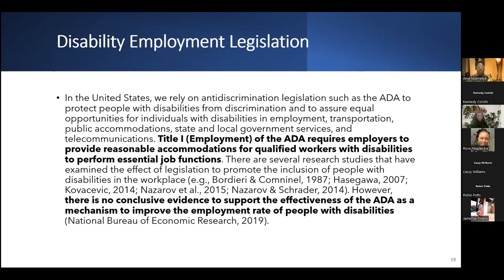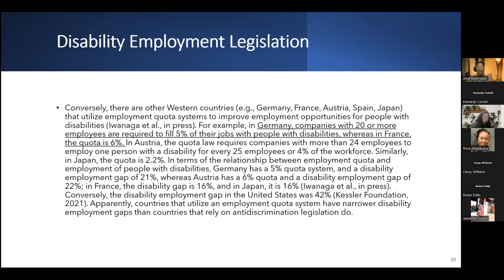Now here, I just want to focus on some disability legislation. Title I, employment, of the ADA requires employers to provide reasonable accommodations for qualified workers with disabilities to perform the essential job functions. There's a lot of research that examines the effect of legislation to promote inclusion of people with disabilities in the workplace. However, there was no conclusive evidence to support the effectiveness of the ADA as a mechanism to improve the employment rate of people with disabilities. This is a lot of statistics, so I'm going to go past this one because basically it's talking about how people are hired and what the quota is based upon in different countries. I might not be able to attest to that.